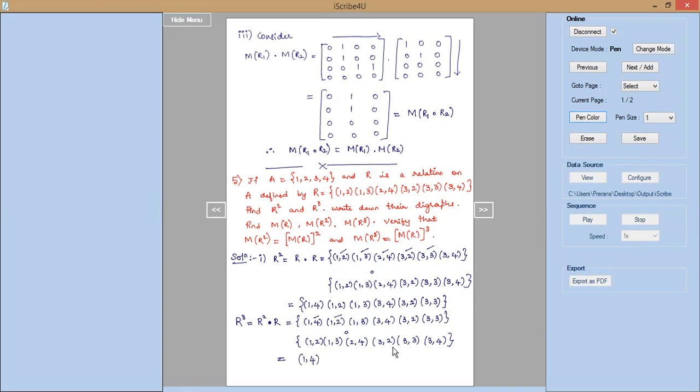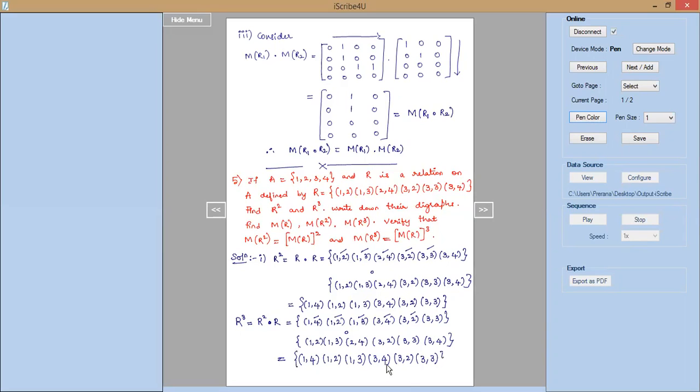Similarly, (1,3) composition (3,2) gives us (1,2), and (1,3) composition (3,3) gives us (1,3). (1,3) composition (3,4) gives us (1,4), which is already written, so we will not repeat it. So (1,3) work is over. For (3,4), there's no element starting with 4 in the second relation, so (3,4) work is done. Then (3,2) composition (2,4) gives us (3,4). For (3,2), there's no other element starting with 2, so (3,2) work is over. Then (3,3) composition (3,2) gives (3,2). (3,3) composition (3,3) gives us (3,3). And finally (3,3) composition (3,4) gives us (3,4), which is already written, so we will not repeat it.